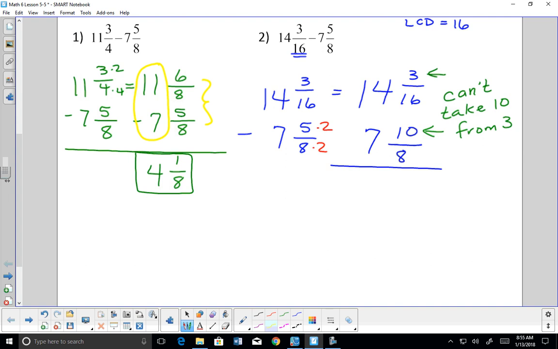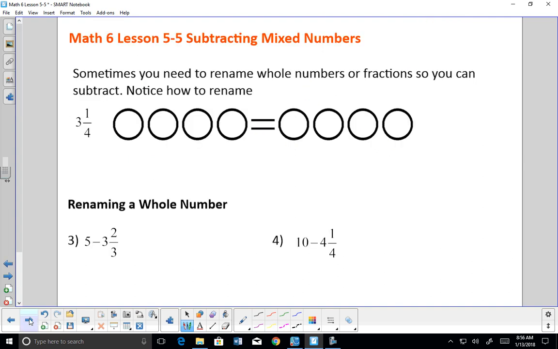Okay, we're going to come back to this problem in just a moment after we take a look at something in a second here. Since I can't take 10 from 3, I'm going to have to rename 7 10/16. To rename 7 10/16, okay, let's look at a picture first. Sometimes we need to rename whole numbers or fractions so you can subtract. So let's take a look at 3 1/4. I could show 3 1/4 in the following way.